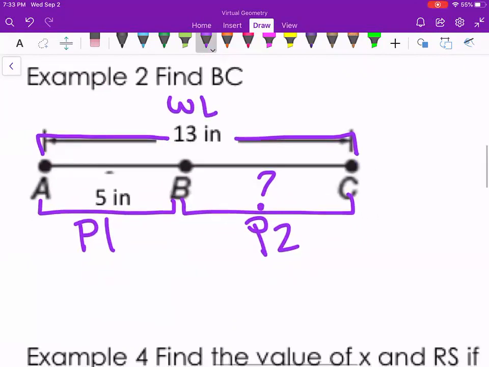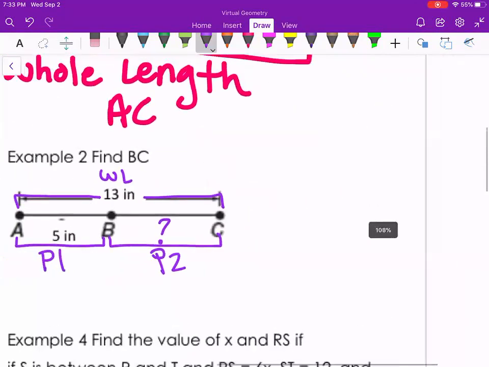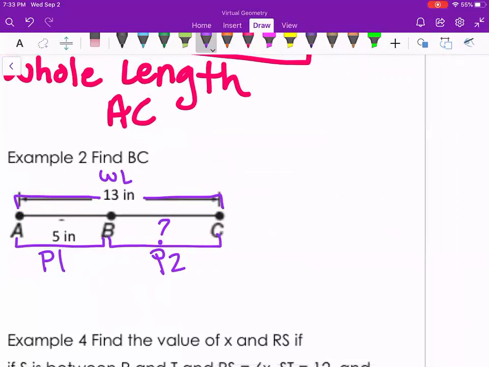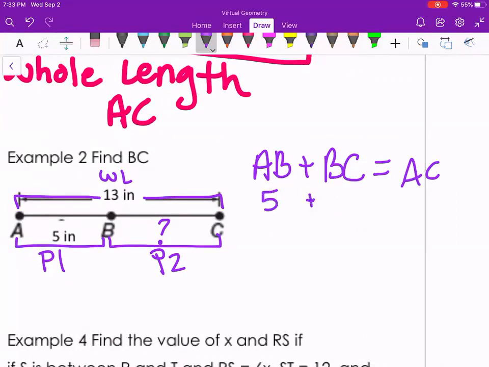So let's write out our problem here. All right, part 1, AB, plus part 2, BC, is equal to the whole thing. In this case, that's AC. So let's plug in what we know. AB 5 plus BC is my question mark. I don't know it. And AC, the whole thing, 13.